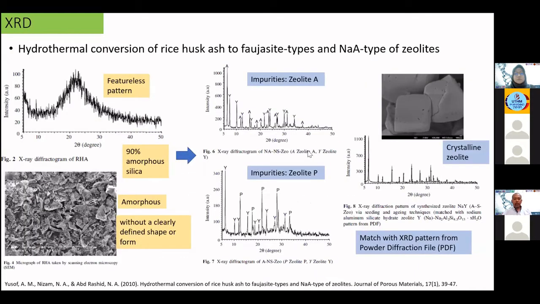So these are the information that you get from XRD. You can get impurities, and you can get the type of zeolite, the material that you obtain. Then we need to match these peaks with the XRD pattern from the PDF, powder diffraction file. There are thousands of specific peaks for the specific XRD pattern of each material. There is a library inside the XRD machine. So this is one example of how you can present your X-ray diffractogram, and these are applications of XRD.